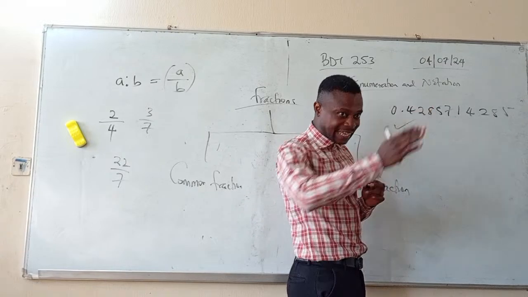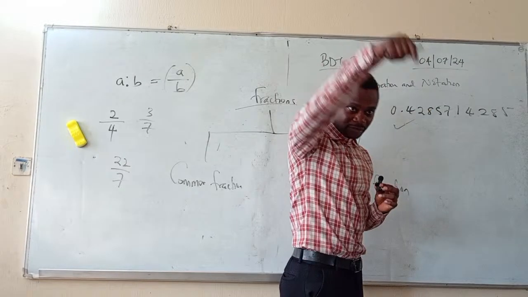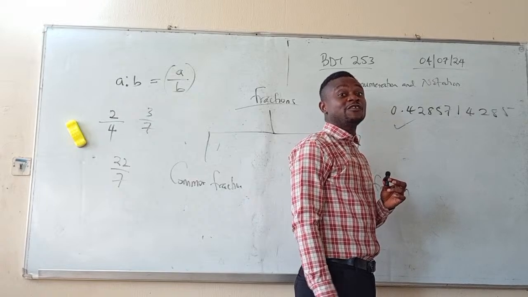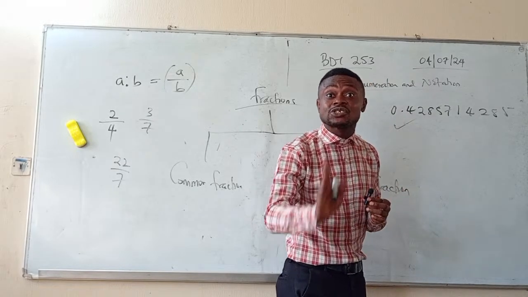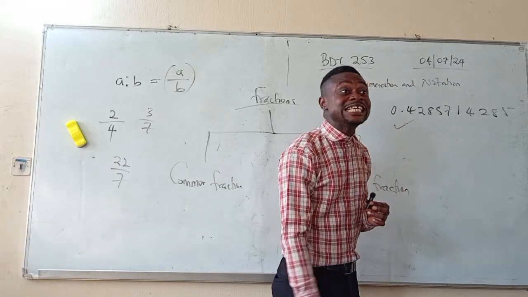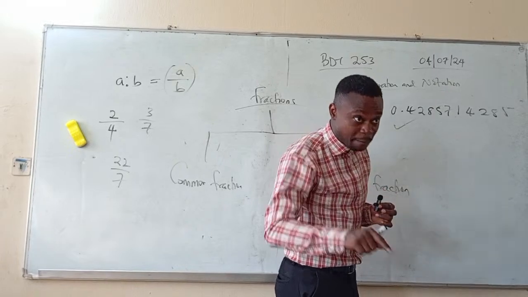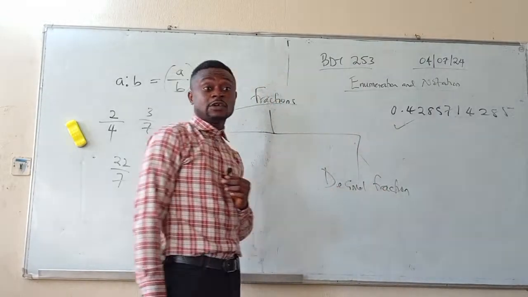If it has a pattern, it's a fraction, it's a rational number. But if it doesn't have a pattern, forget it. It's not a fraction. It's not a rational number. It's an irrational number. Any question?